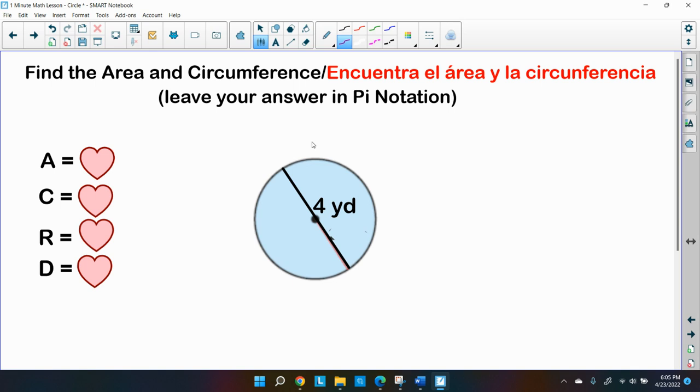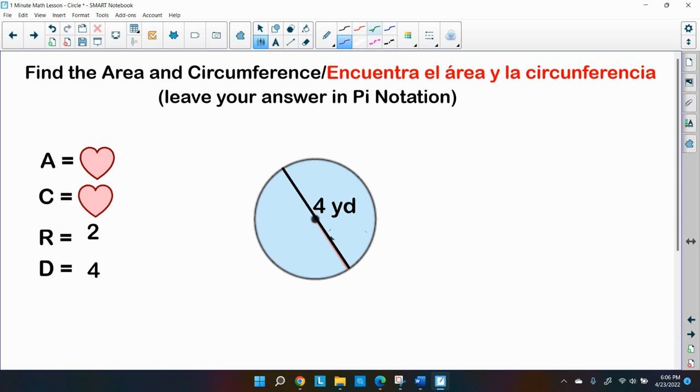So here we've got a long line. If you remember, the long line is the diameter. So that's 4. So what do you think the radius is? Half of that is correct, because half the size of 4 is 2. Now that I've got 4 and 2, all I've got to use is my formula for area.